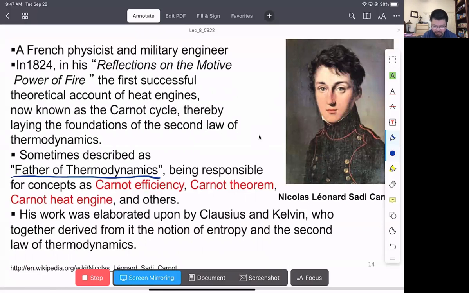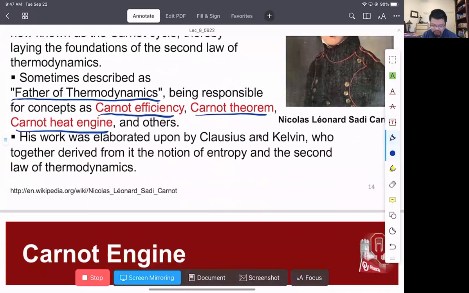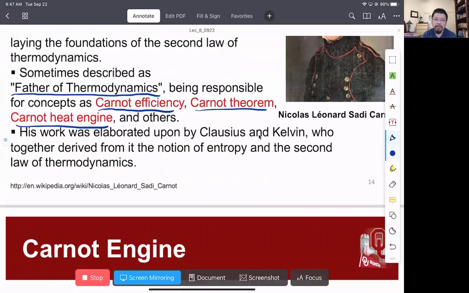So he's responsible for at least 3 concepts we are going to have in this class: Carnot efficiency, Carnot theorem, and Carnot heat engine, that will be discussed in today's lecture. And then of course Clausius and Kelvin made other significant improvements upon his findings and later introduced one other very important concept, thermal entropy. We'll discuss that next lecture.